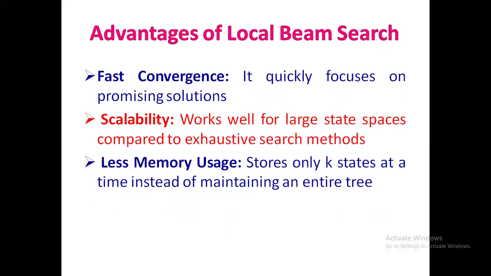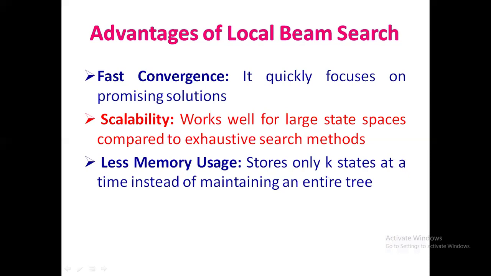The advantages of local beam search are as follows. It reduces the computational time by focusing only on the most promising states, hence it quickly focuses on promising solutions, so fast convergence takes place. Scalability: it works well for large state spaces compared to exhaustive search methods. And the main advantage is less memory usage. It stores only k states at a time instead of maintaining the entire tree.